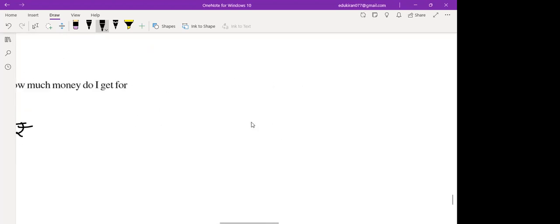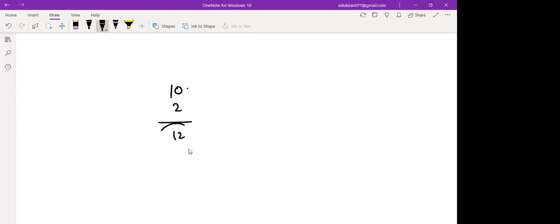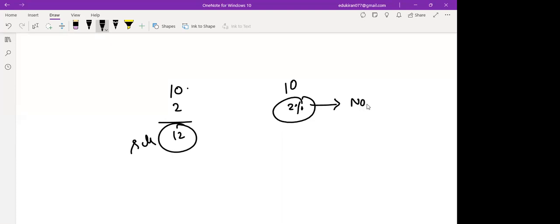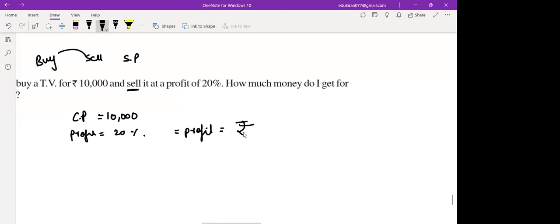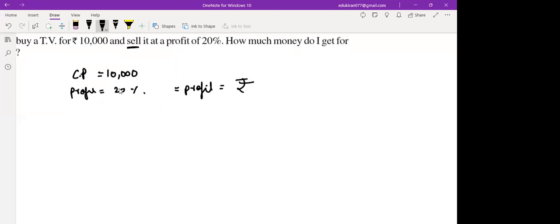For example, you bought something for 10 rupees and you got the profit of 2 rupees, right? So automatically you sold it for 12 rupees, right? But here I told you, you bought it for 10,000 rupees and you got 20% profit. So this you have to first find in numbers, in rupees, right? So first let's just find this profit in rupees. For this, you have two methods. You can find 20% of 10,000 or you can find the profit through the formula, right?